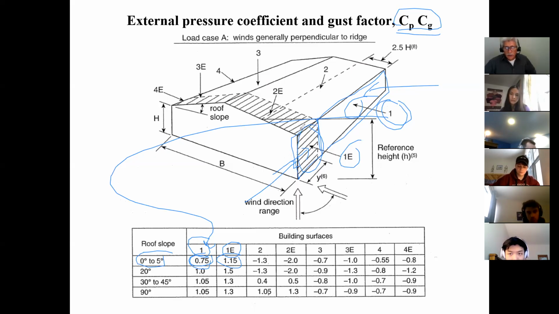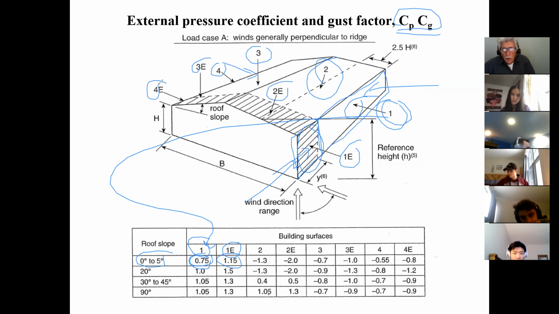The same thing happens here. This is my surface number 2, okay? And then I have 2E along the edge. This is surface number 3, and I have 3E along the edge. And now they're showing you on the back side of the building, this is surface number 4, and I have 4E on the edge, okay?